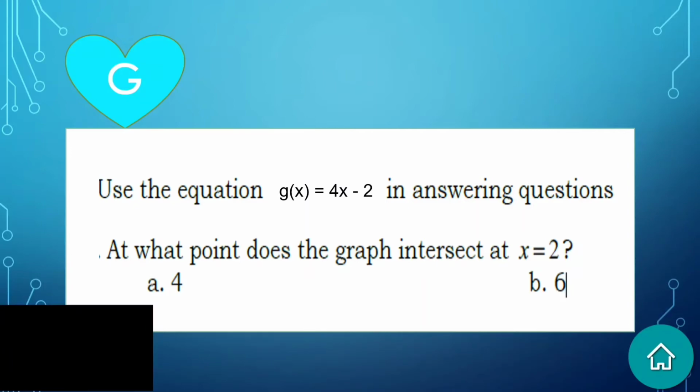Okay, so time's up. So let's reveal the correct answer. The correct answer is B, 6. Did you get the correct answer? Okay, very good. So let's have another spin.